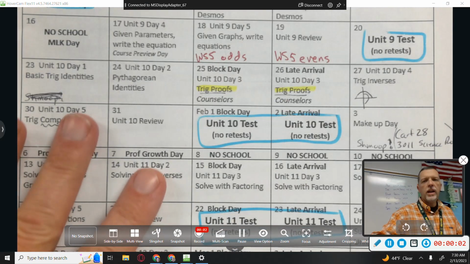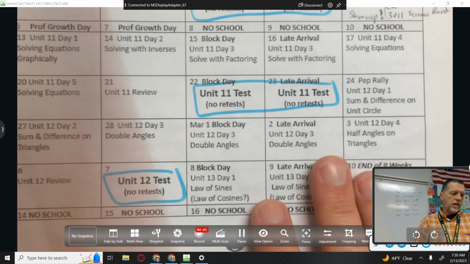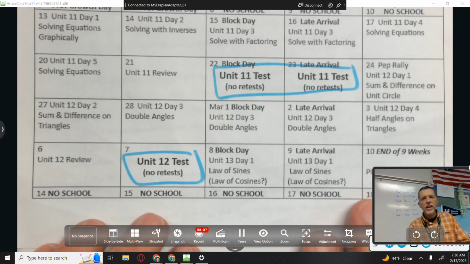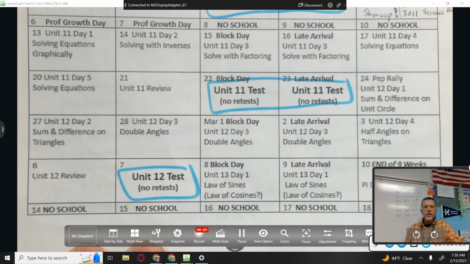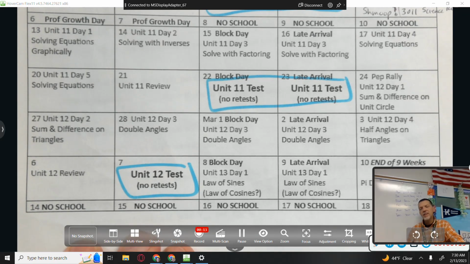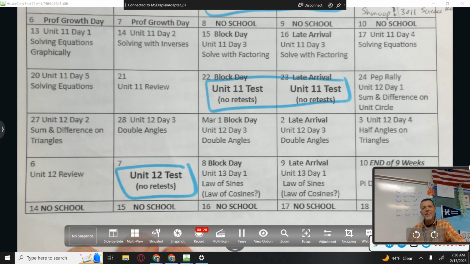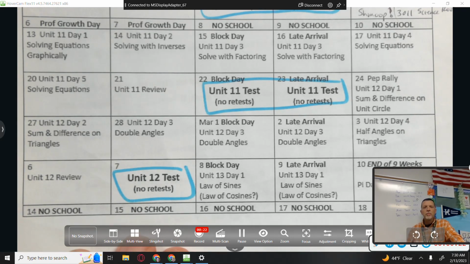So looking ahead, past this next block day, we have 4 weeks until the next break. So, a whole month straight of school. How terrible is that? 2 units in between there.